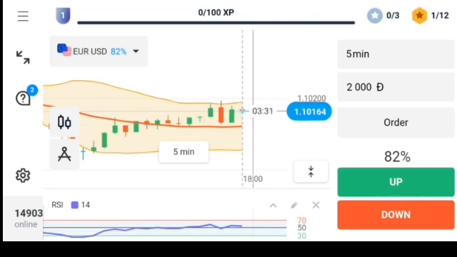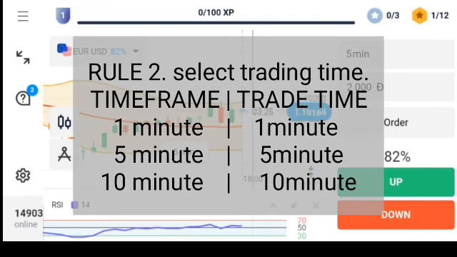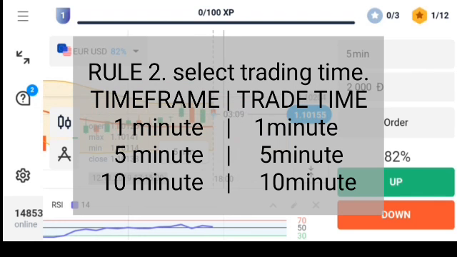Rule number 2. Select the trading time. The time frames to use for this strategy are 1 minute, 5 minutes, and 10 minutes. And the expiry time should be the same as the time frame you are using. So if you use 1 minute time frame, your trading time should be 1 minute. 5 minute time frame, trading time should be 5 minutes. 10 minute time frame, trading time should be 10 minutes.